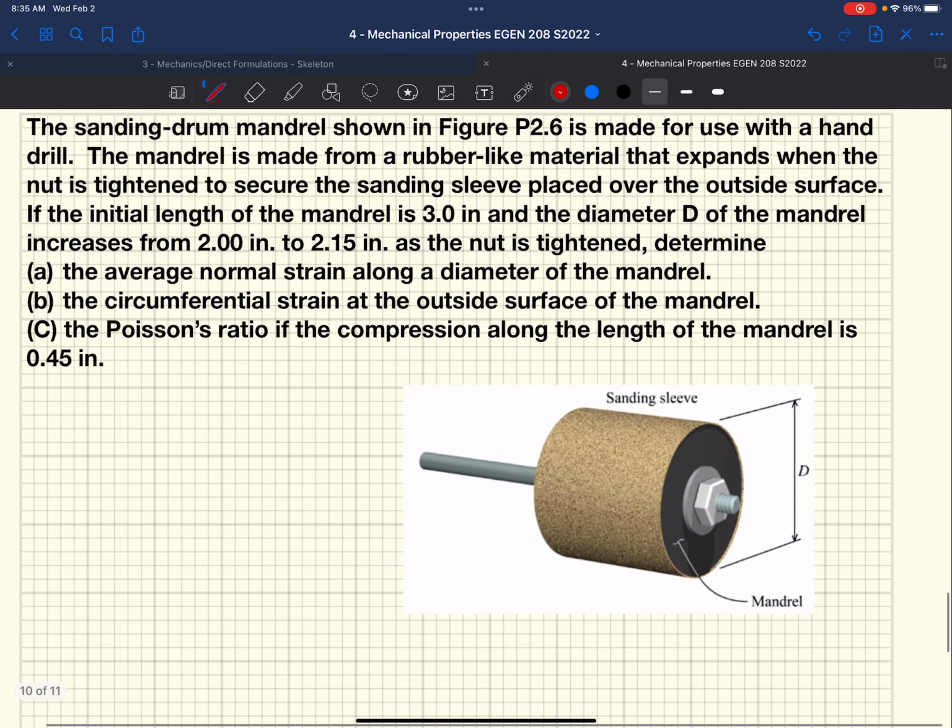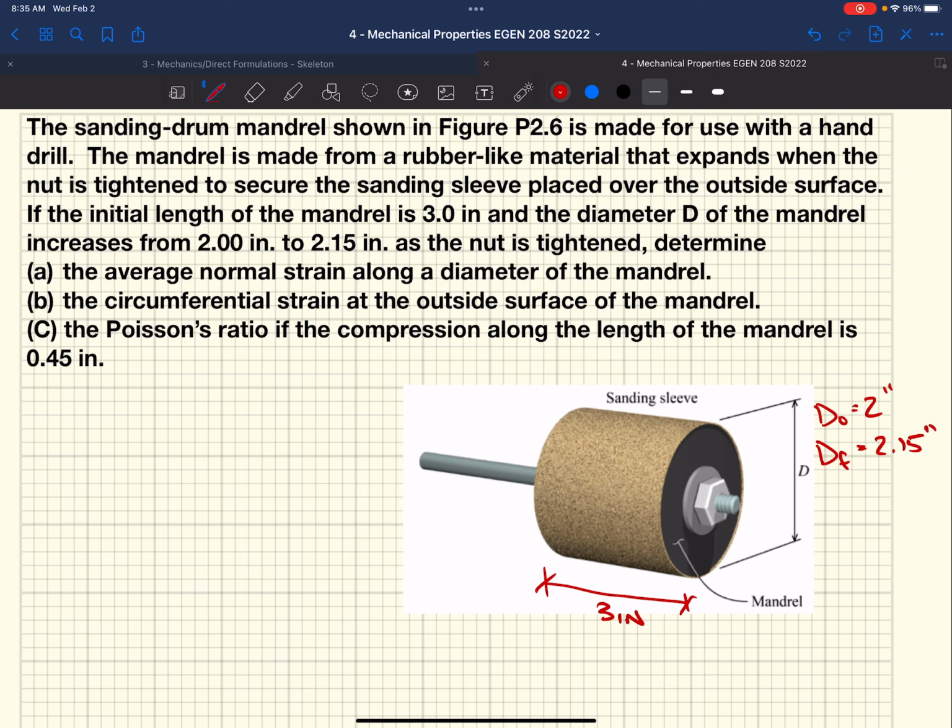So what do they tell us? Well, they tell us all sorts of things about this, right? Everything we need, nothing we don't. And that's how example problems work, right? Well, they tell us it's 3 inches long, okay? They tell us the original diameter was 2 inches. Our final diameter is 2.15 inches, right?